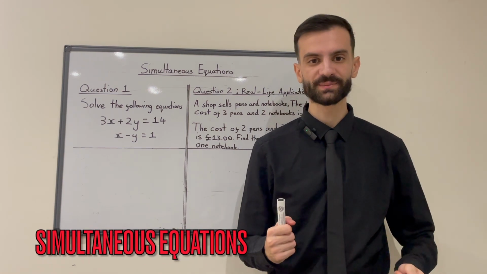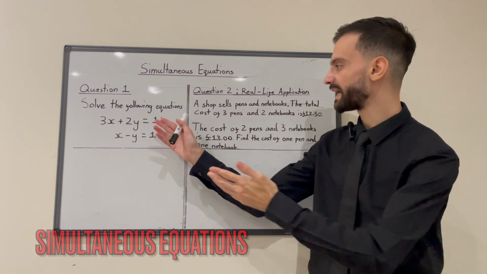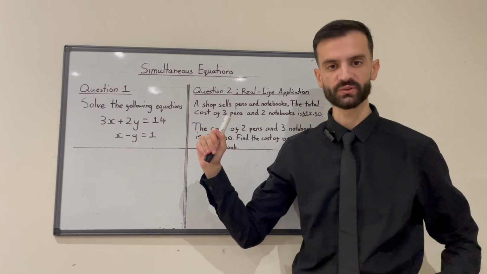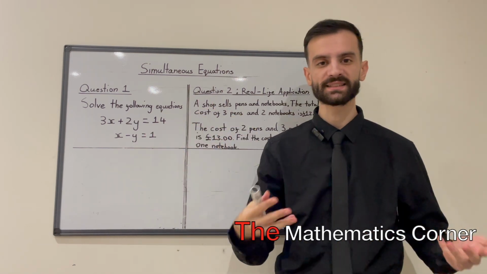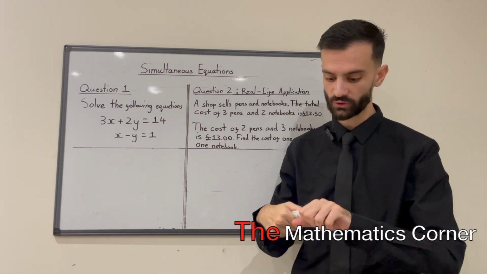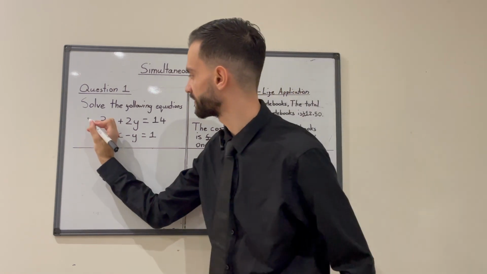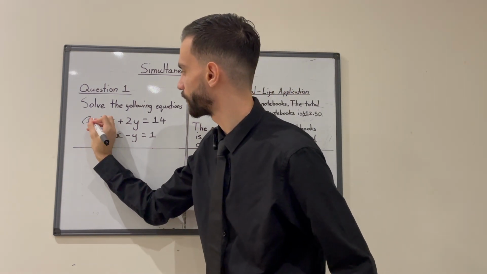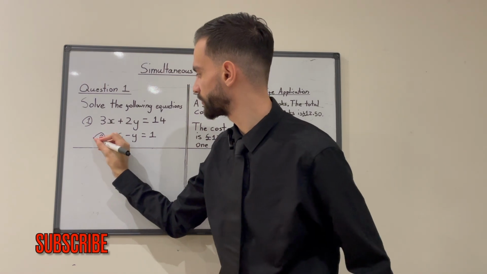We're going to go through simultaneous equations. Over here, I have equation number 1 and equation number 2, and I'm going to try to solve what x and y is. In order to do so, I'm going to first label these two equations. So I'm going to call this equation number 1, and I'm going to call this equation number 2.